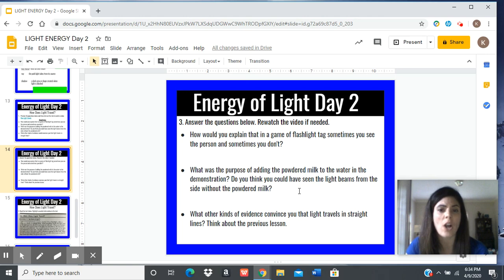The questions are, how would you explain that in a game of flashlight tag, sometimes you see the person and sometimes you don't? What was the purpose of adding the powdered milk to the water in the demonstration? Do you think you could have seen the light beams from the side without the powdered milk? And what other kinds of evidence convince you that light travels in straight lines? Think about the lesson from yesterday as well. What did we use to help us show light traveled in a straight path?